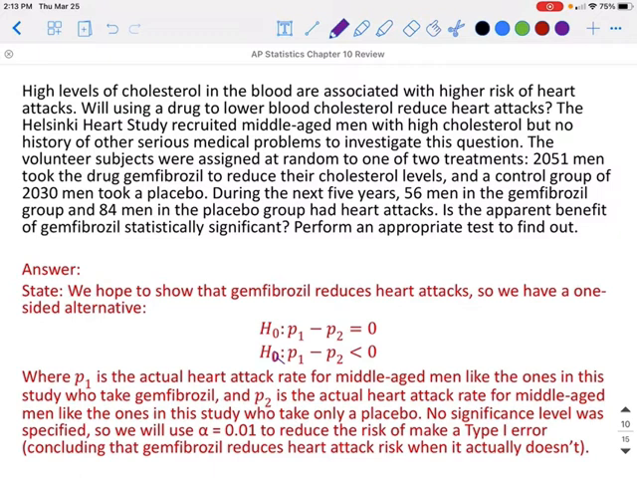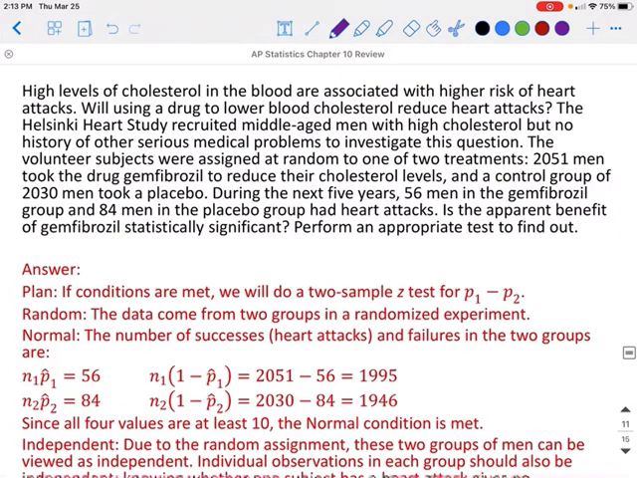1 error. Next, we need to make our plan. This is where we state what method we're going to use, and we check our conditions. So if the conditions are met, we will do a 2-sample z-test for P1 minus P2. The data comes from 2 groups in a randomized experiment, so the random component has been met. Because this is a proportion, we're looking at the p-values, not the mu. We do need to check the number of successes and the number of failures.